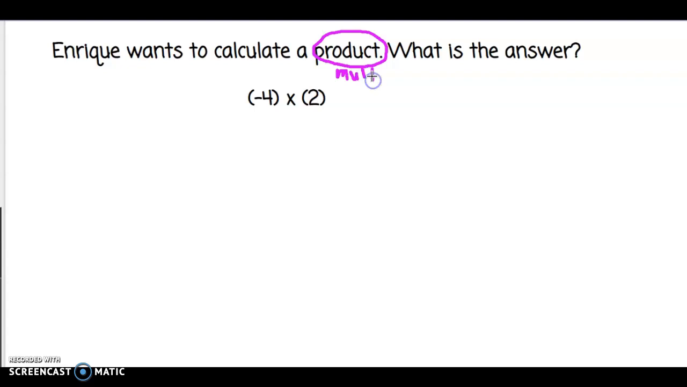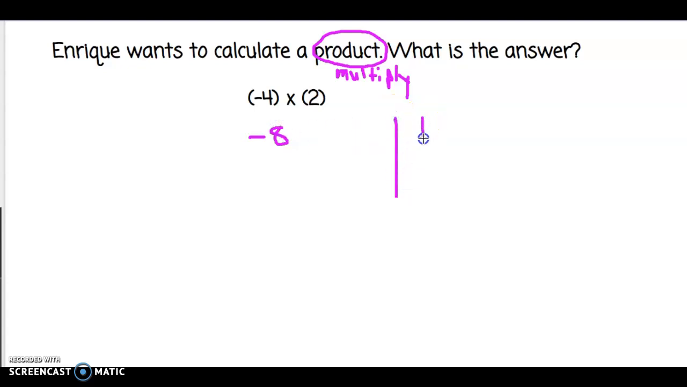So if you look at the two numbers given, we have a -4 times a +2. Now remember, a negative times a positive is a negative. Now I'm going to show you a little chart to help you remember those rules for multiplying and dividing integers. But we know right now that a negative times a positive is a negative, and 4 times 2 is 8. So that would be your answer, -8.